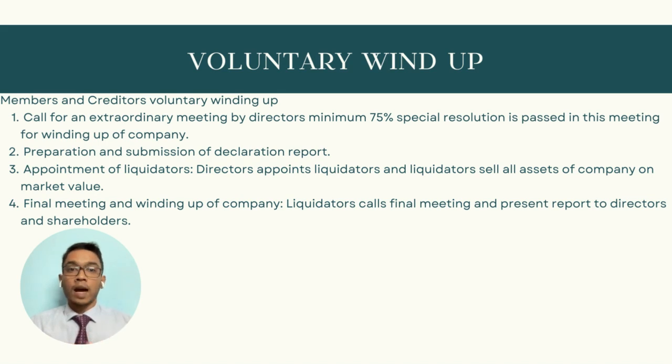Second, let's discuss voluntary winding up. There are two types of voluntary winding up of a company: members voluntary winding up and creditors voluntary winding up. In members voluntary winding up, directors call for an extraordinary meeting where a minimum of 75% have to approve a special resolution passed in the meeting for winding up of the company.